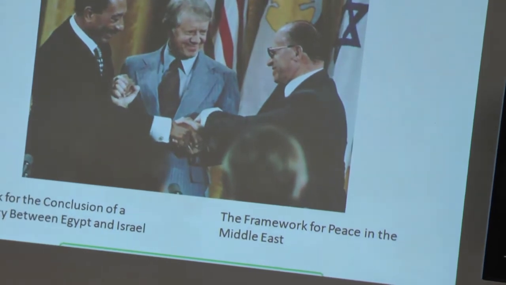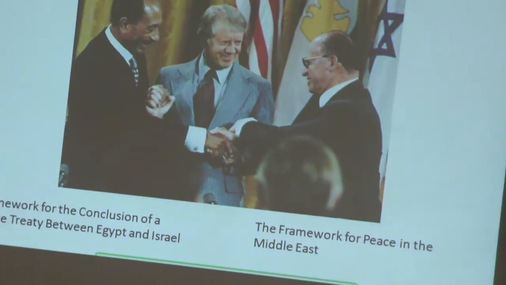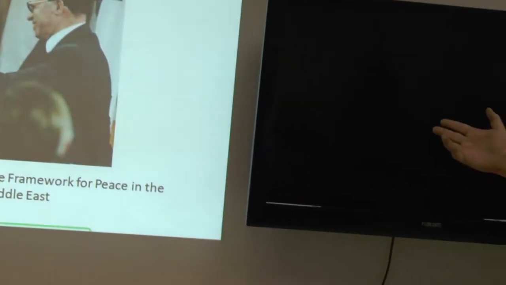And you would assume, usually one would think, how is the Camp David relevant to the Palestinian-Israeli conflict? Isn't that a treaty between Egypt and Israel? Well, no, it's very, very relevant. We are actually living and experiencing the things that the Camp David Accords stipulated.